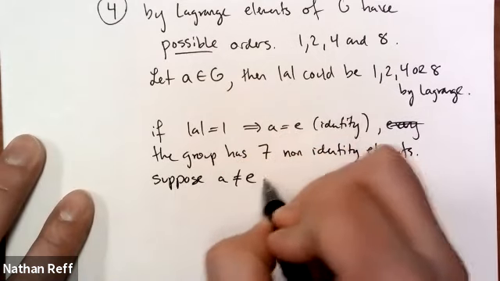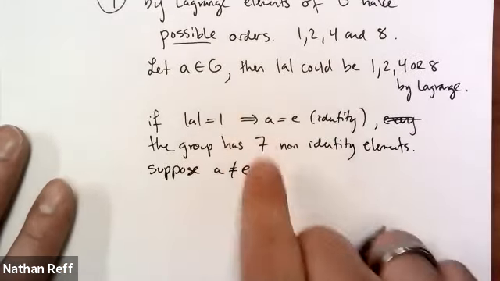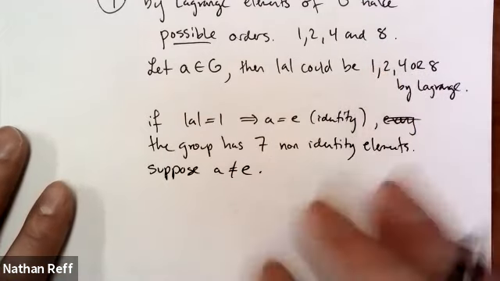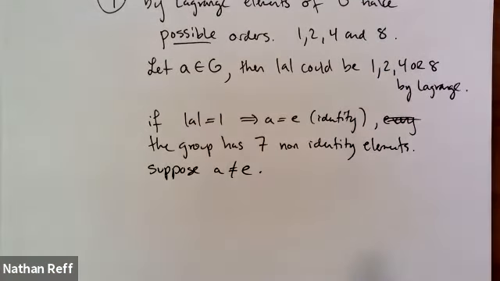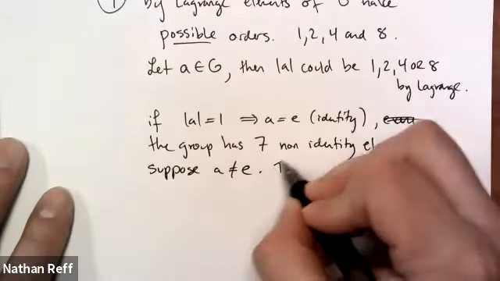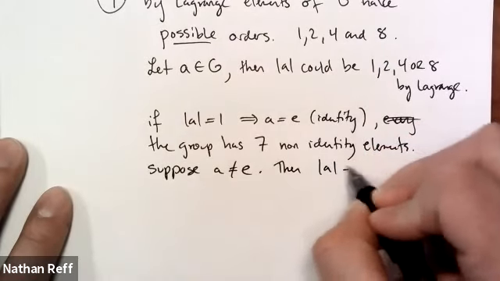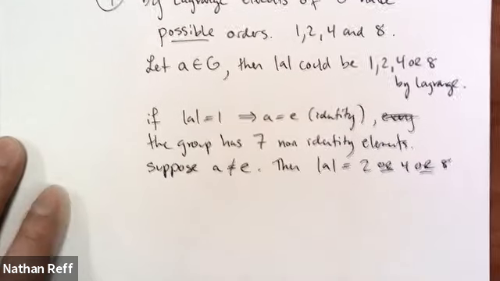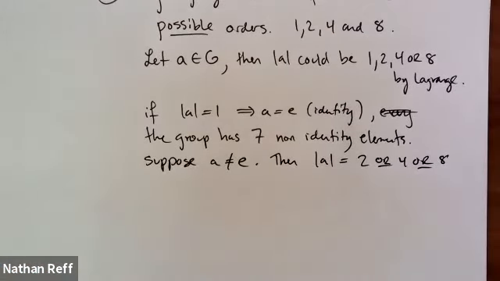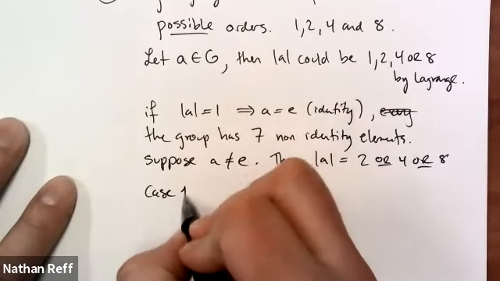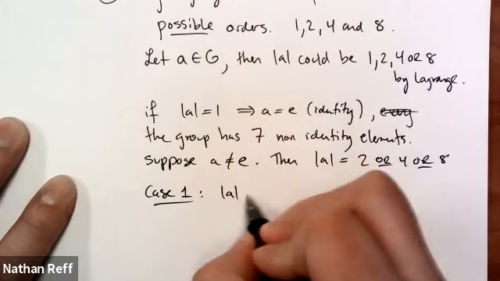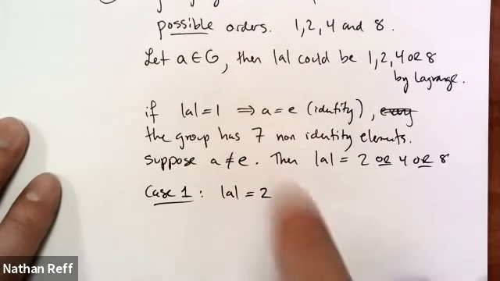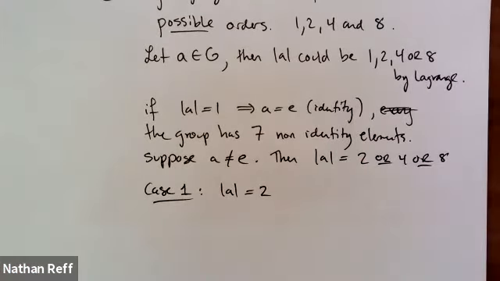A is actually not the identity, right? So then that leaves actually only 2, 4, and 8 as the possible orders. Is that okay? Then the order of A is 2 or 4 or 8. Now, those are just cases to consider. So case 1, if the order of A is 2, the problem says show that the group has to have an element of order 2.